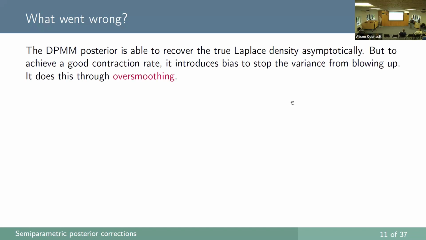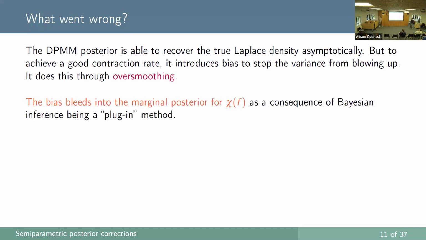Introducing bias here just means you're going to over smooth, right? You have a density that's too smooth. Again, this Laplace density is not quite smooth, but in order to keep the variance from blowing up, you need to make it too smooth so that you get good errors for the density. Unfortunately, we're not interested in the whole density. We just want a good estimate of that chi functional. So this bias that we incur by over smoothing then bleeds into our inference for chi.